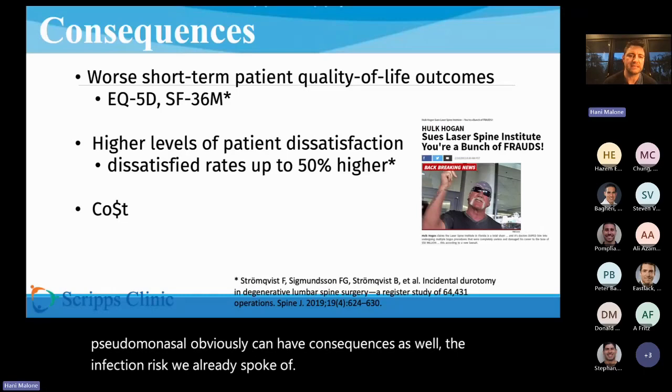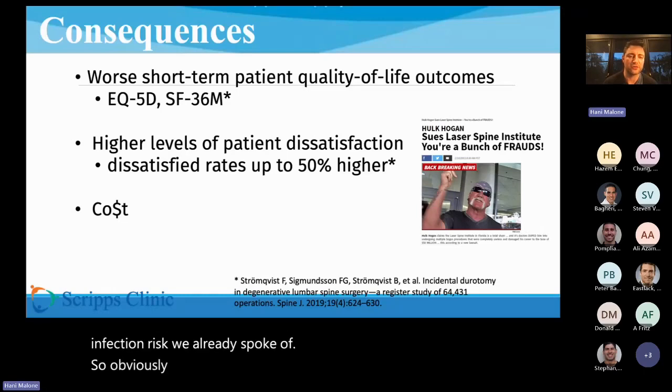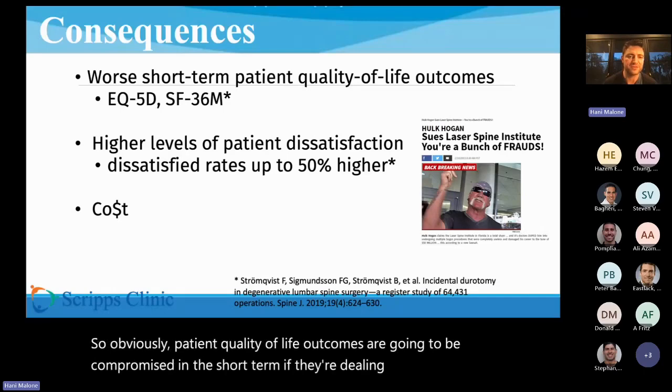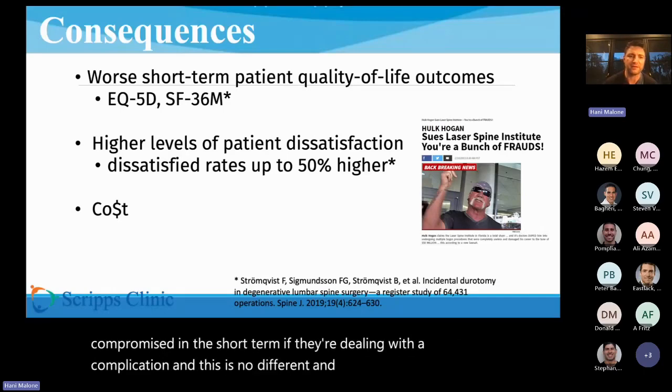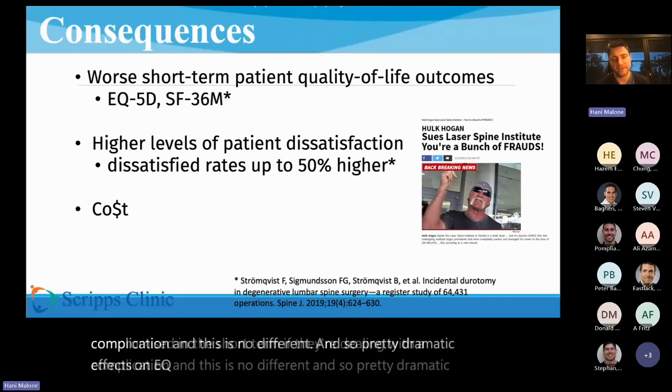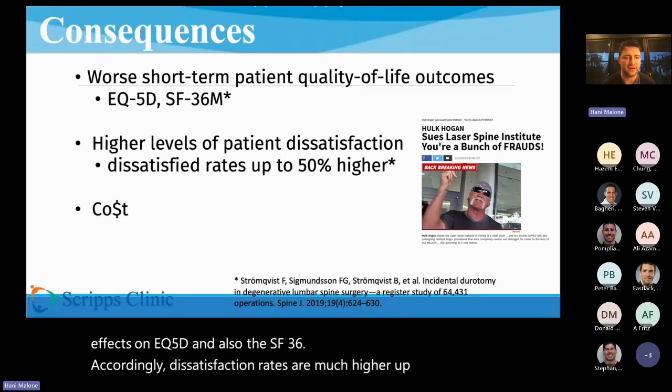Obviously, patient quality of life outcomes are going to be compromised in the short term if they're dealing with a complication, and this is no different. So there are pretty dramatic effects on EQ5D and also the SF36. Accordingly, dissatisfaction rates are much higher, up to 50% higher.